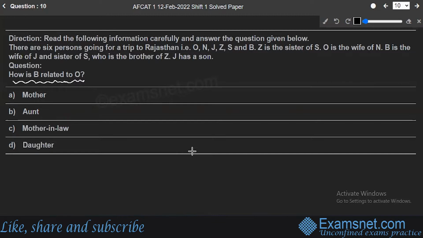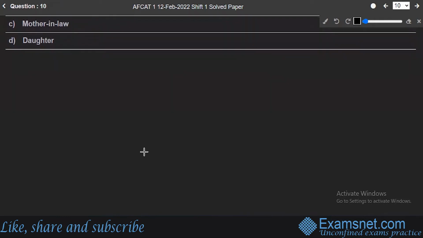See, this is a problem in which if you will follow some pictorial representation, then the things will be very much clear. Otherwise, this question can create a lot of confusion. So I'll go with the pictorial representation of this problem. Let's start. I'll be using some symbols for relationships, and we'll be using those symbols to form the chart.